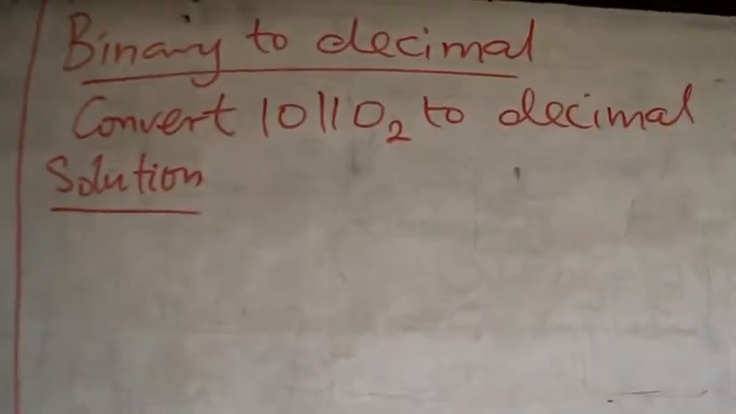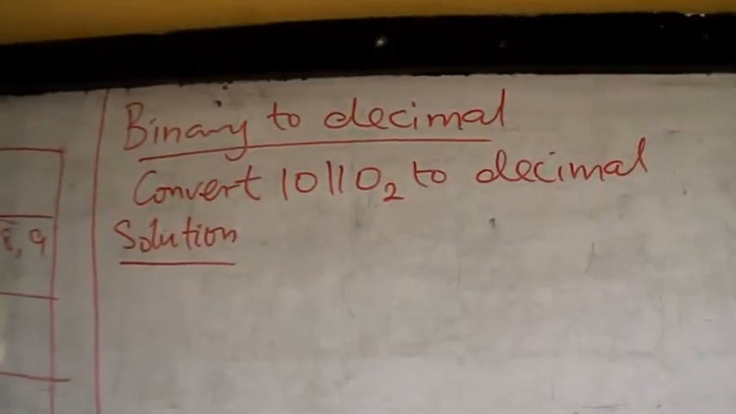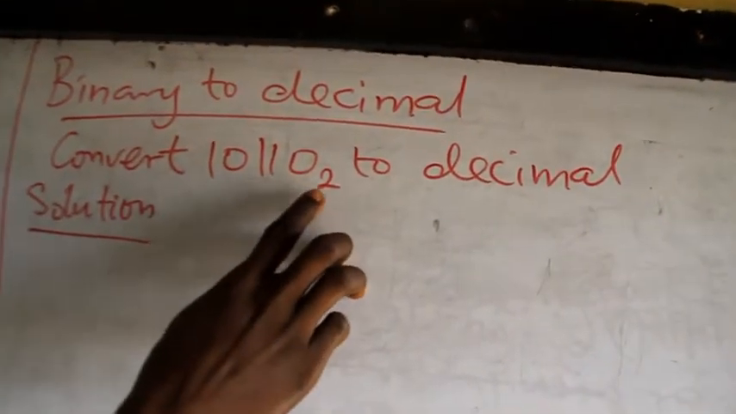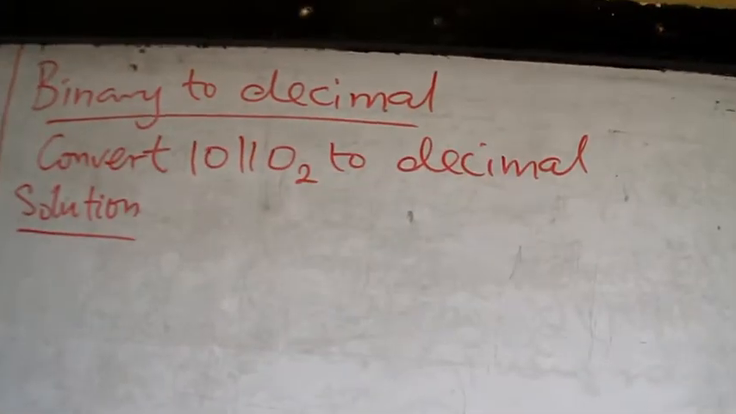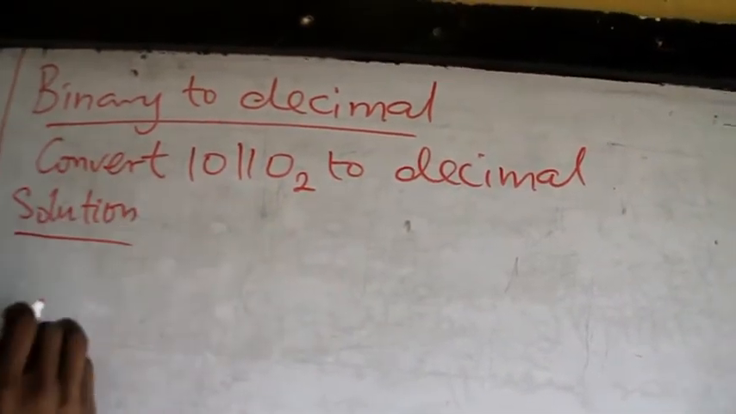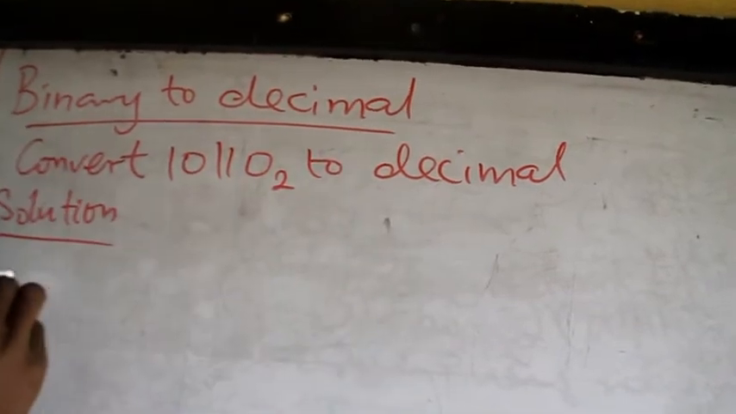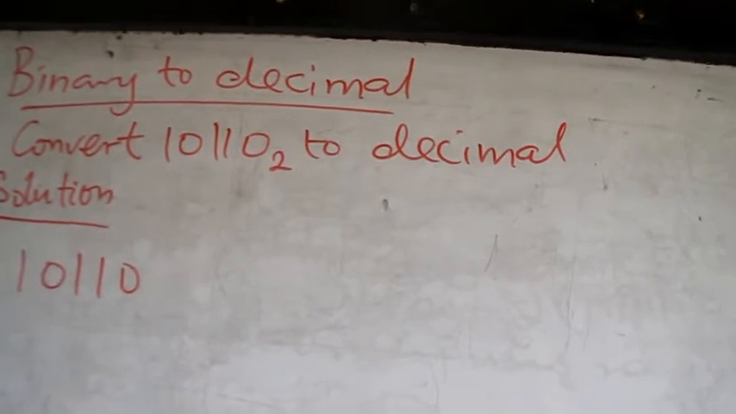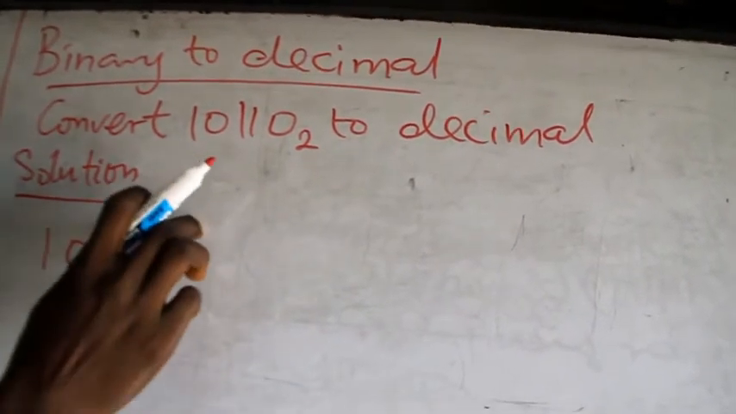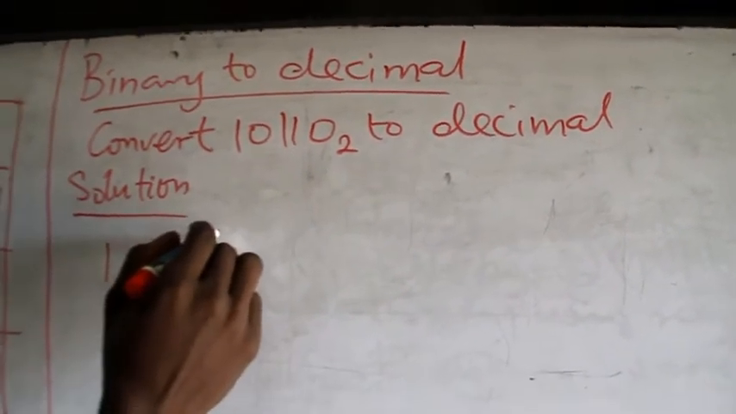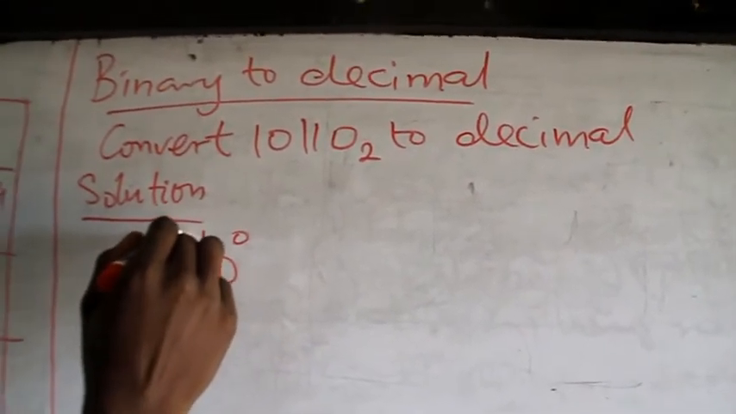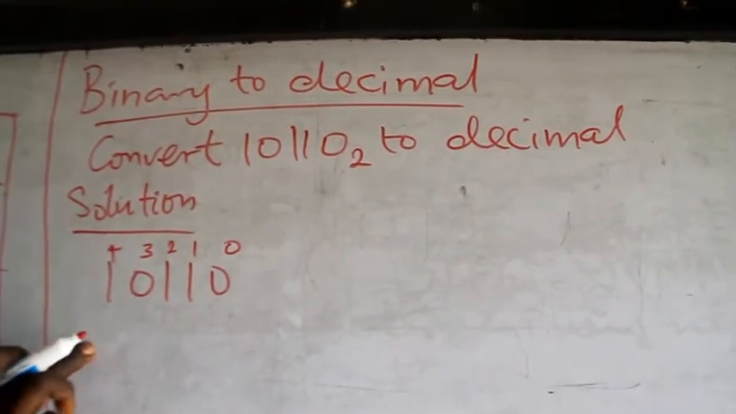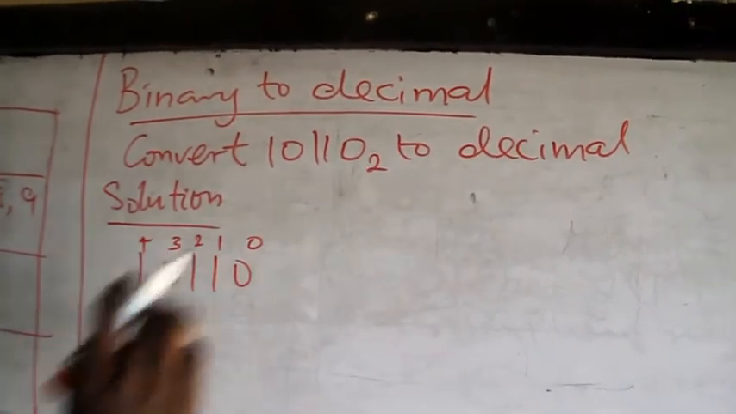Then in binary to decimal, we convert 10110 base 2 to decimal. To convert that, we first write down these binary digits. Then we raise them to the power of 0 starting from the right. So here we have 0, 1, 2, 3, 4. We do that from the right to the left. Then after that we multiply them by the base.